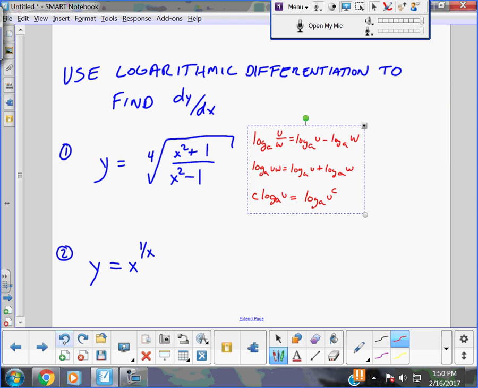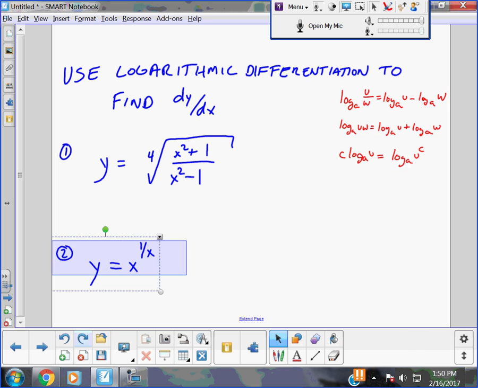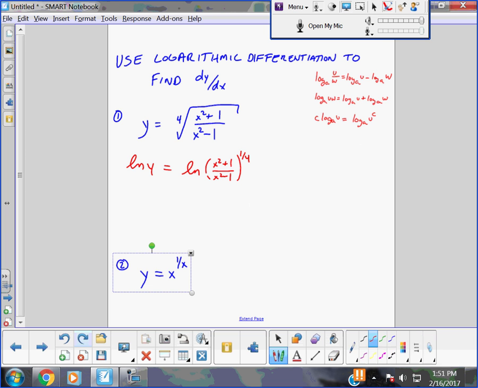All right? So on the first one, the first thing I have to do before I even worry about taking the derivative is take the ln of both sides. When I say log rules, it could be ln rules. So I take ln y equals ln of stuff to the 1/4 power. Now, the first thing we're going to do is bring that 1/4 in front of the ln, and we're going to manipulate this until it's much easier to deal with.